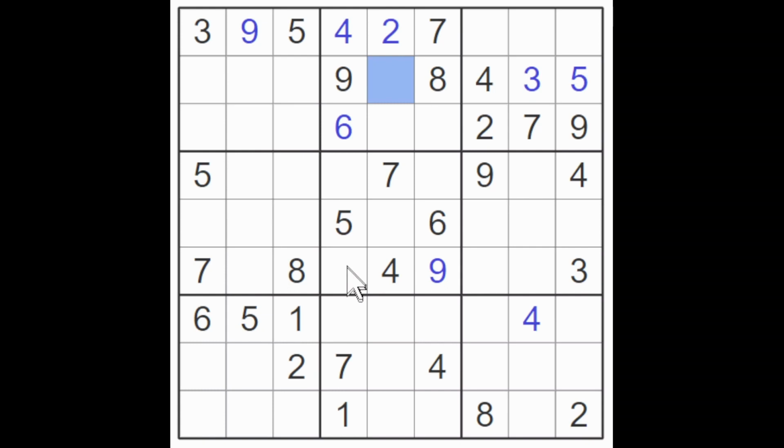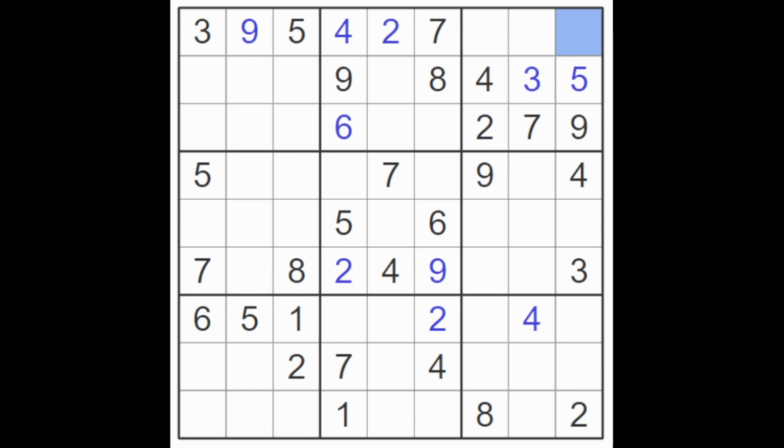A 2, 3, and an 8 for these 3 cells. Let's see. Yes, there's an 8 here and a 3 here. Therefore, this cell must be a 2. We have a 2 up here and a 2 up here blocking these cells. And we have this 2 here blocking this cell. Therefore, this must be a 2. This is now a 3 or an 8. And this is also a 3 or an 8.